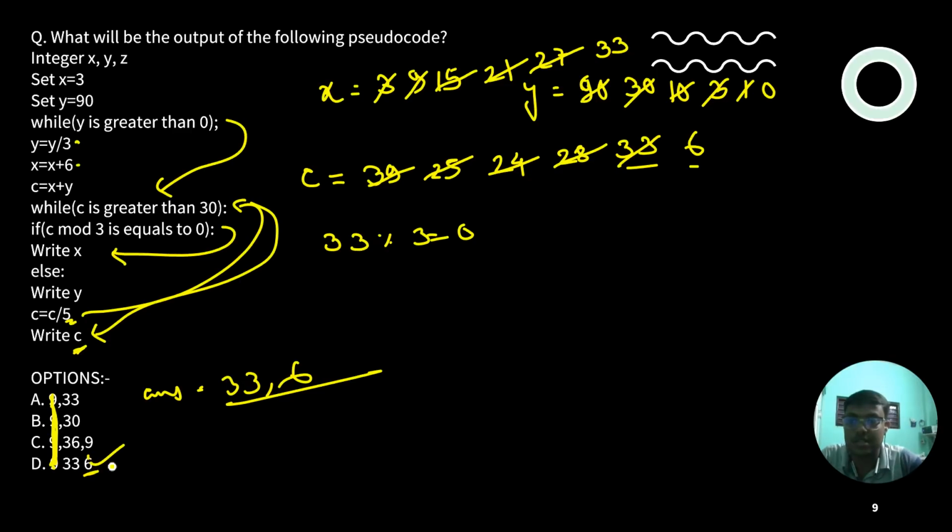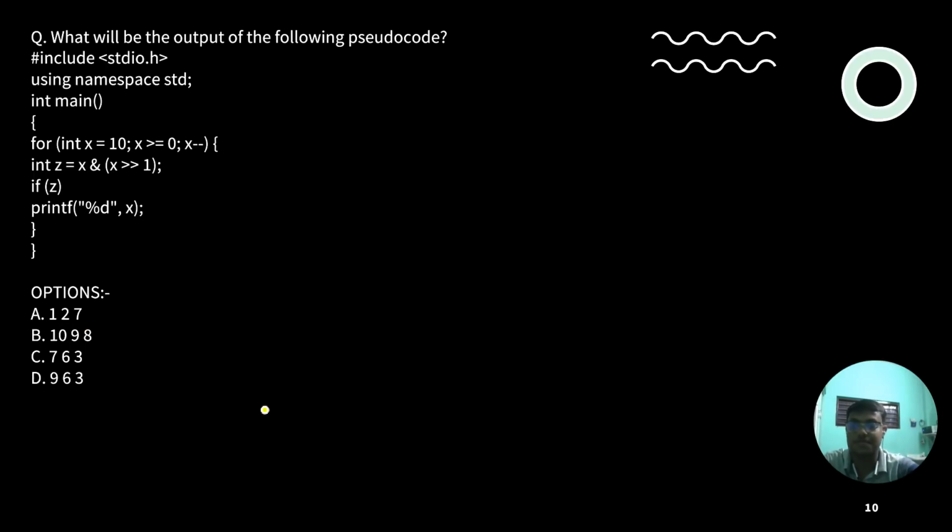I hope you all understand, and please forgive us for this mistake. We are human too, sometimes mistakes happen. So I apologize for the mistake in the option. So the correct answer would be 33 comma 6. Hope you all got it. Let's move on to the next question.